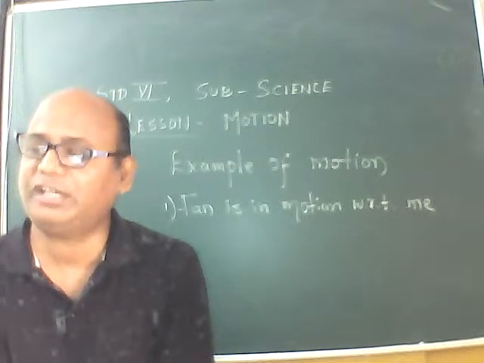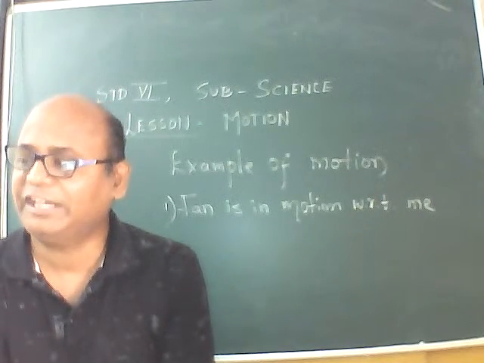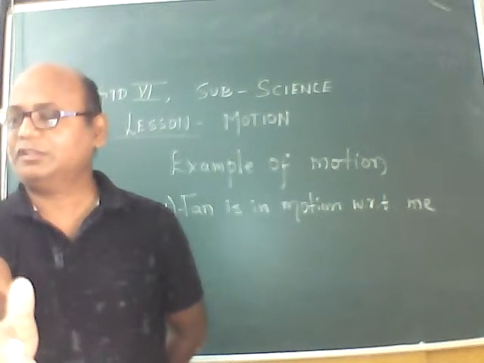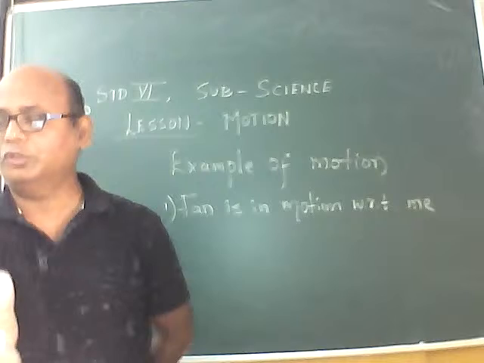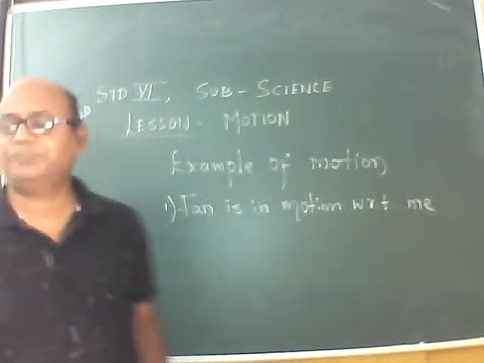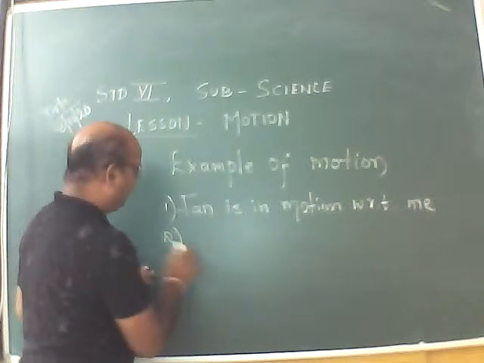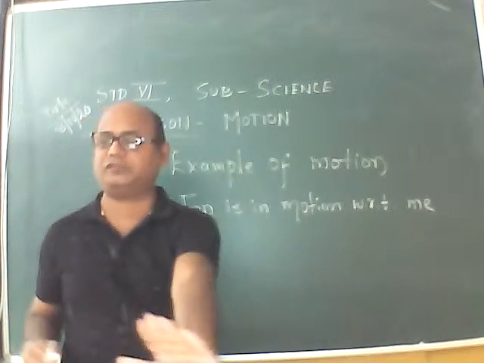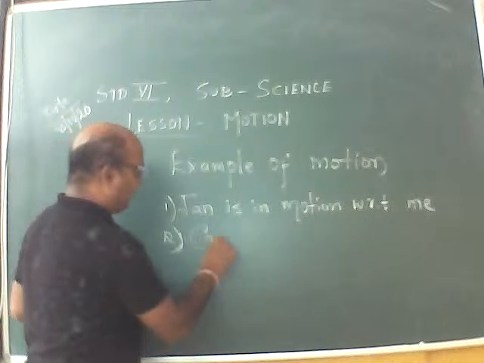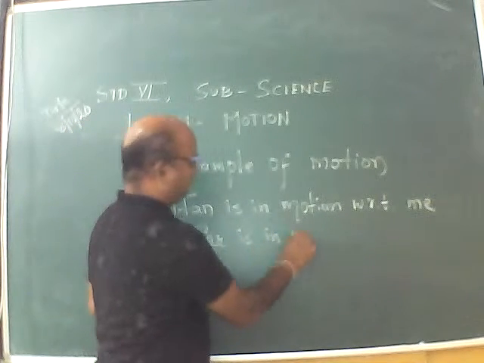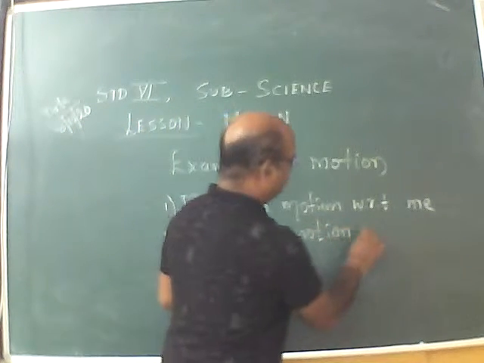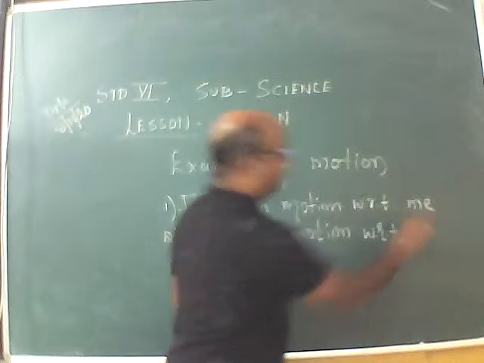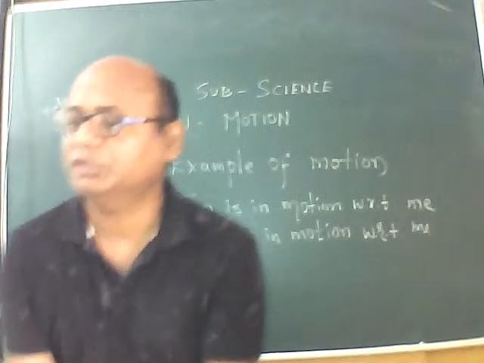Again I am telling, when you are writing motion, you have to write "with respect to." Shardul gave a very correct answer: Moving car is in motion with respect to me. Shardul wrote the correct answer. We saw the car changing position from one place to another, so you can say the car is in motion with respect to Shardul.